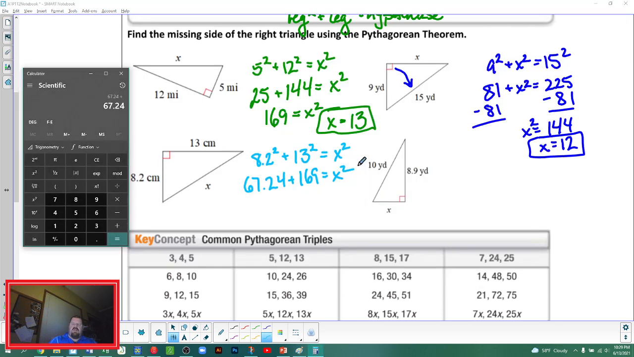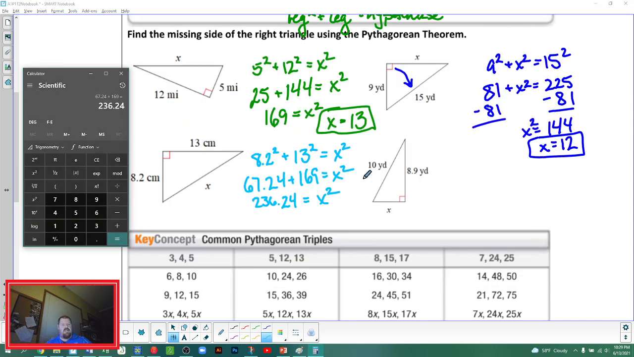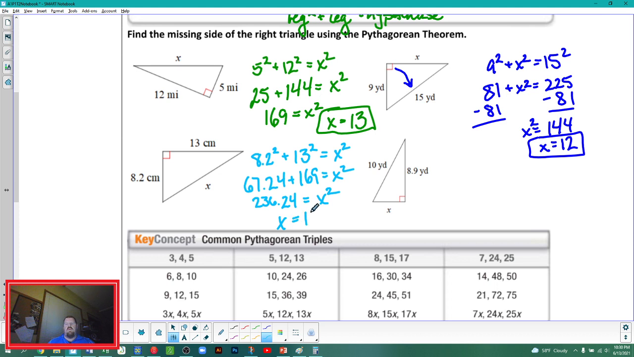And I want to take this and add 169 to get 236.24. That's what x squared is equal to. Now, this is the tricky part: I do need to take that and take its square root. So you're going to have to find your square root button, and I get 15.37.